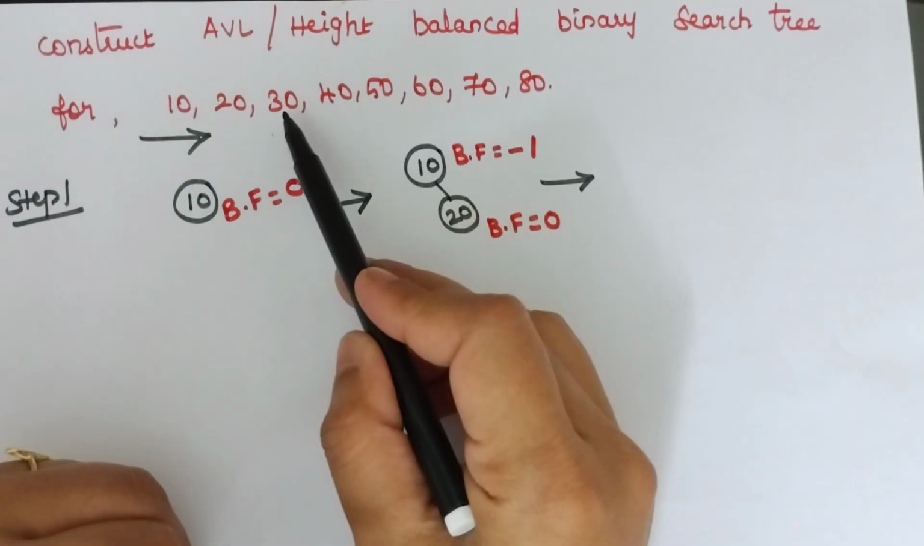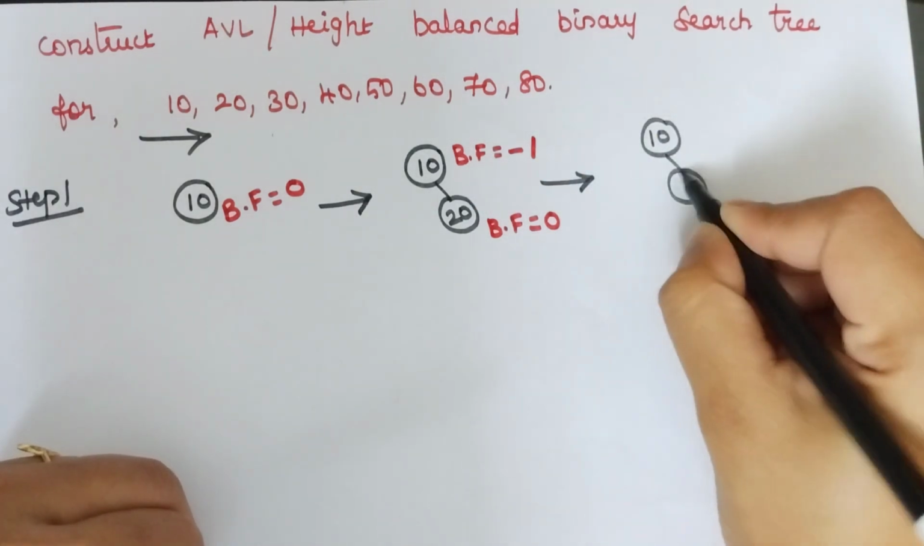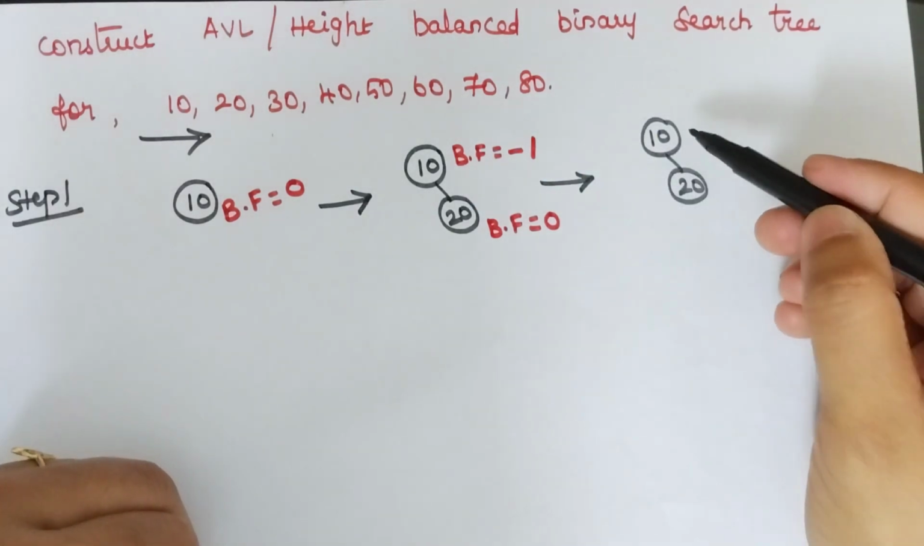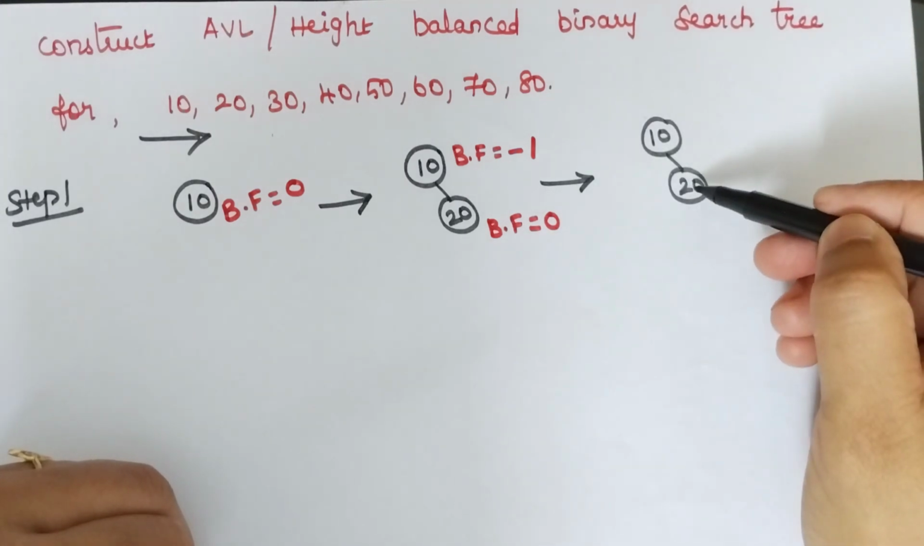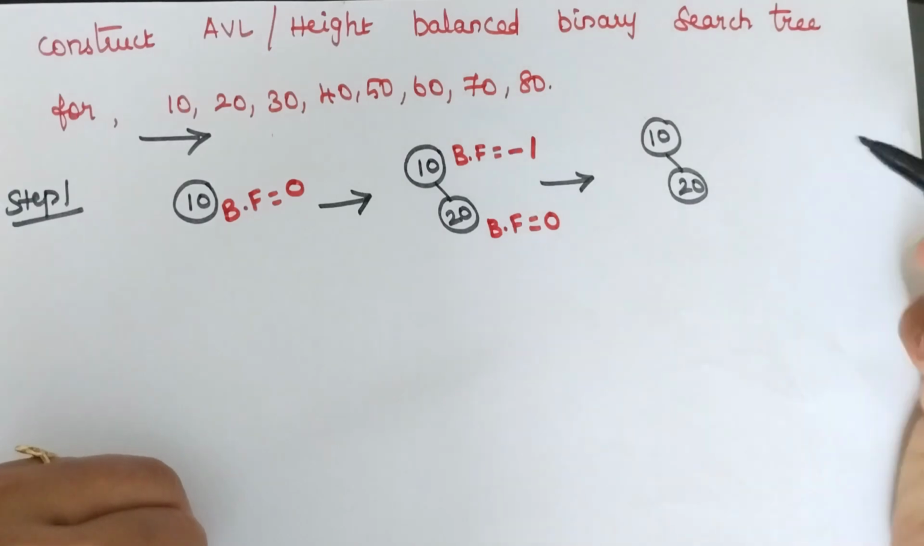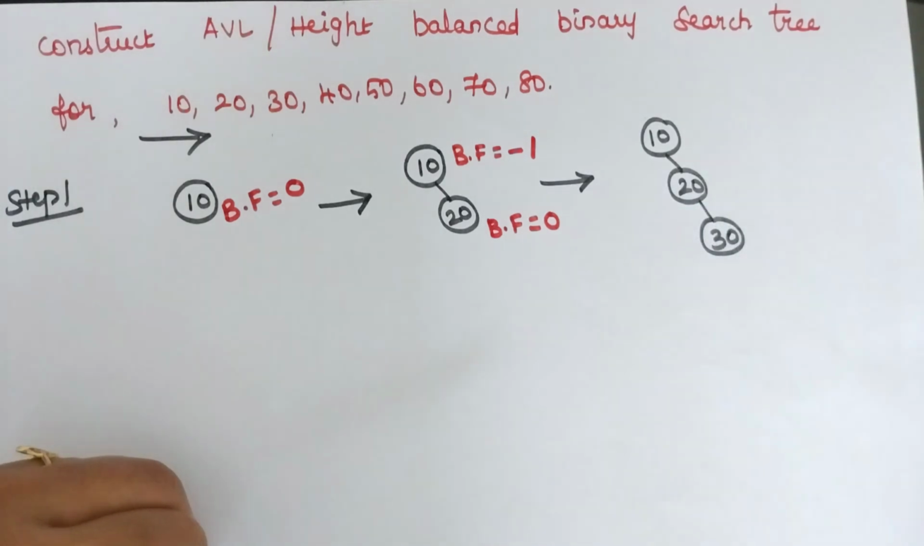In the next step, we are going to insert 30. So where will 30 get inserted? As usual, compare 30 with the root node 10. 30 is greater than 10, so move towards the right. Again compare it with 20. 30 is greater than 20, so move towards the right. The right side is empty, so insert 30 here to the right of 20.